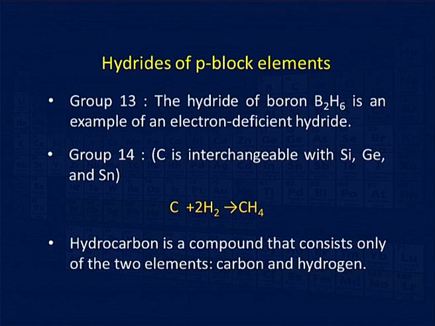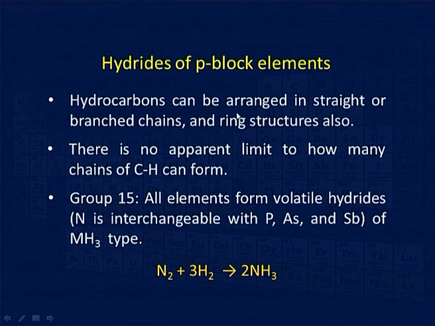In group 14, carbon is interchangeable with silicon, germanium and tin. In this reaction, how is the hydride formed? It is the hydride of carbon, methane. It can be replaced with silicon, germanium and tin. A hydrocarbon is a compound that consists only of the two elements, carbon and hydrogen. It is again a hydride. Hydrocarbons can be arranged in straight or branched chains and also ring structures. Very long chains can be formed of hydrocarbons. There is no apparent limit to how many chains of carbon and hydrogen can be formed.